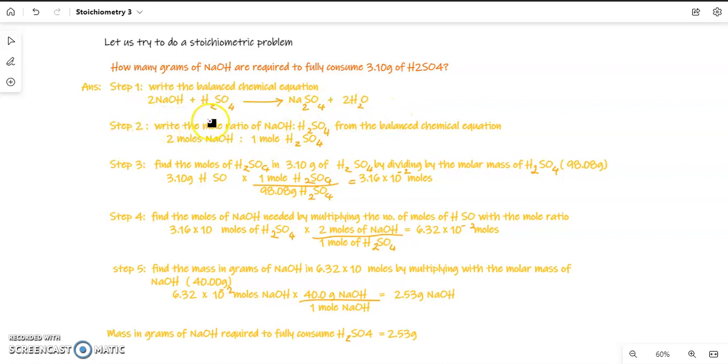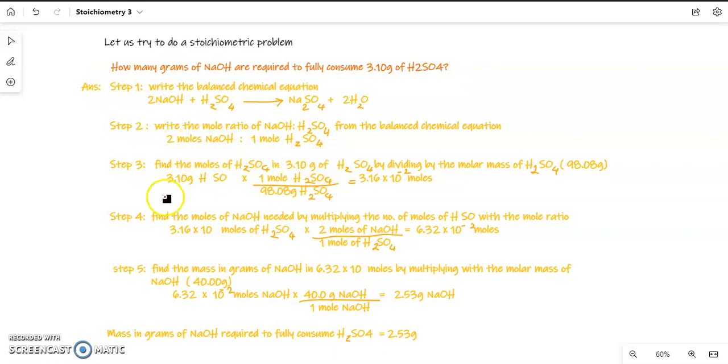In the second step, you have to write the mole ratio of the species that you are concerned with calculating. For example, here we are dealing with sodium hydroxide and sulfuric acid. So we write the mole ratio between these two. According to the coefficients, the mole ratio will be 2 moles of sodium hydroxide to 1 mole of sulfuric acid.